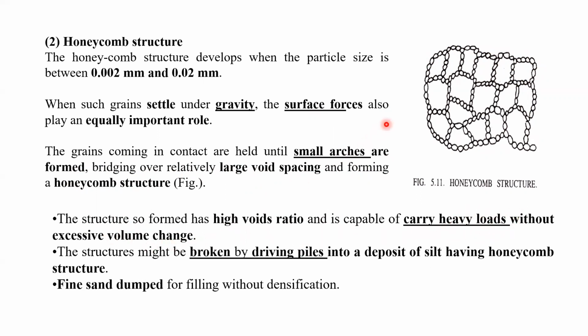The structure so formed has a high void ratio and is capable of carrying heavy load without excessive volume change. So suppose below ground level the honeycomb structure is there, and you are going to construct a structure on the soil which has honeycomb structure. This is called honeycomb structure below the ground level. In that case, it can take more load, right?